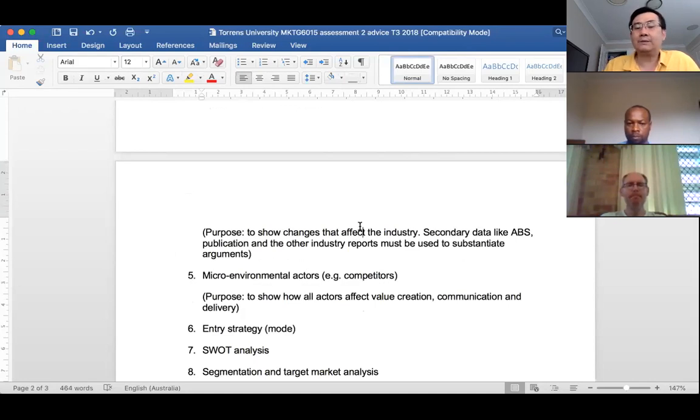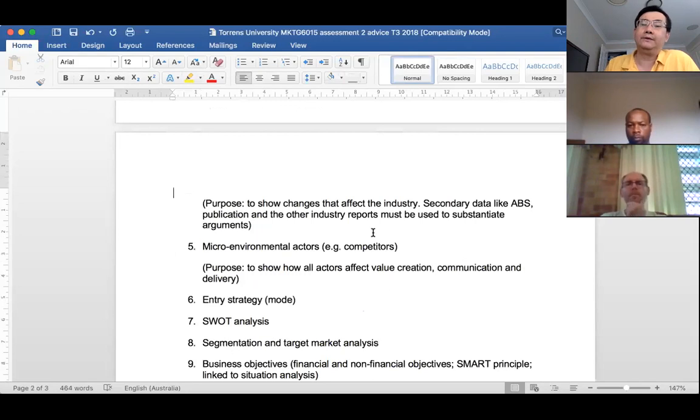If you look at the previous assessments, in 2,500 words you focus on macro and micro environmental analysis, so you need to condense them. Secondary data, I shouldn't use the term ABS. I just give you an example like the Bureau of Statistics or any publications, industry reports, you need them. But of course, you need to adjust it to the local market, to the host market. If you select India, then you need to look at the data around India. You can also look at the CIA World Factbook. They do a lot of analysis as well.